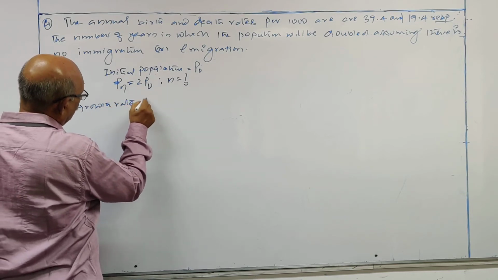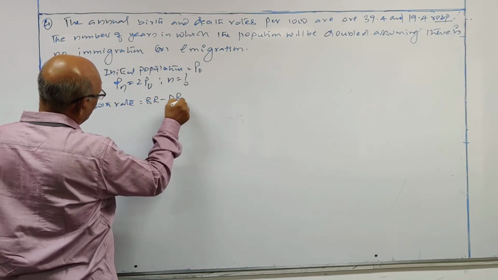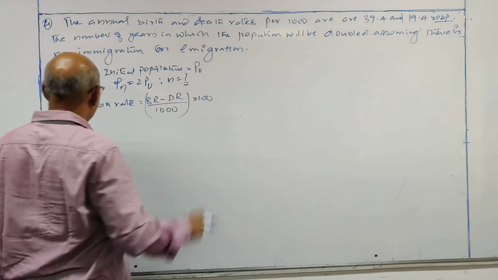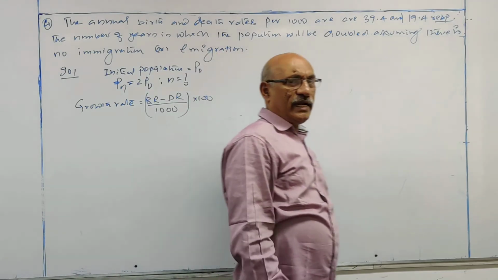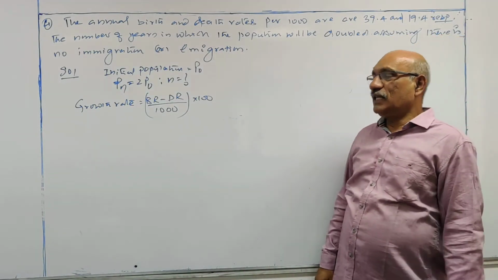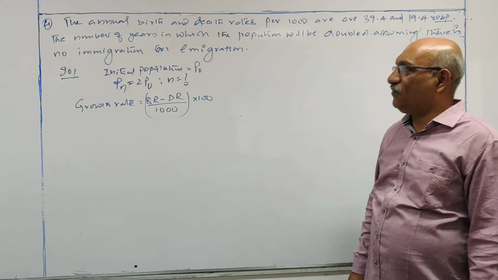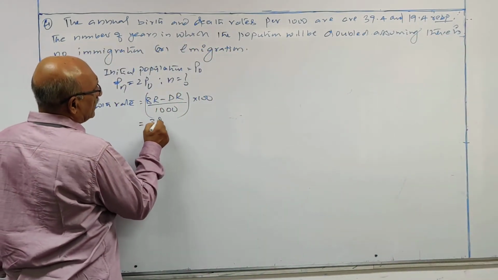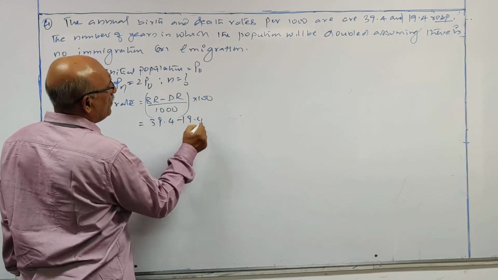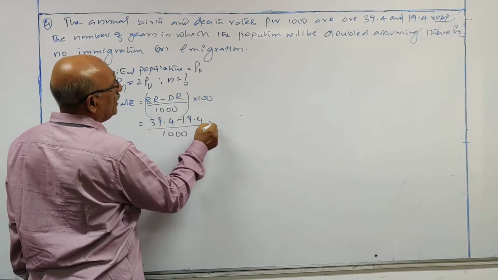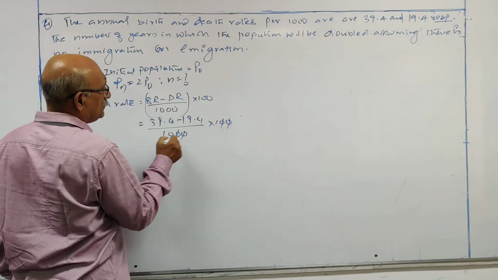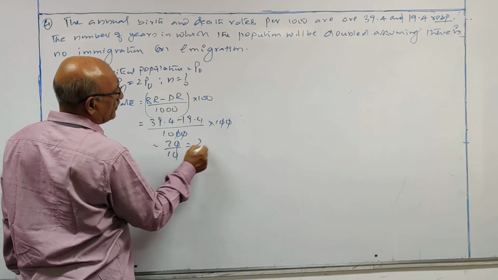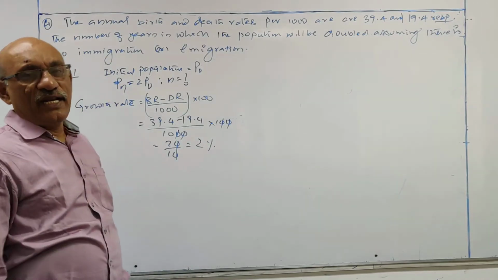Growth rate is equal to (birth rate minus death rate) divided by 1000 into 100. You can calculate the growth rate. So this is (39.4 minus 19.4) divided by 1000 into 100. 39 minus 19 means 20, divided by 10, that is 2%. Growth rate is 2%.